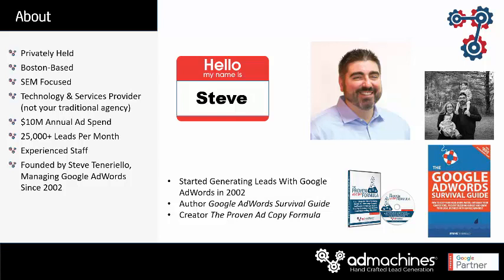I have a book out there, the Google AdWords Survival Guide, and my company, Ad Machines, we will probably manage this year a little bit over $10 million in ad spend, and we'll generate roughly 25,000 leads per month. We're not your traditional advertising agency. We're more of a technology and services provider, and that's who I am. So you may have seen our business here and there, or you've bounced around and may have seen some of our websites, but there's a lot of experience here in this organization in developing and generating water heater leads.